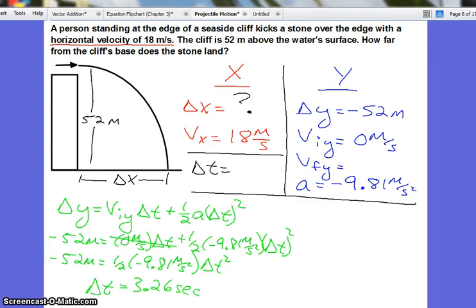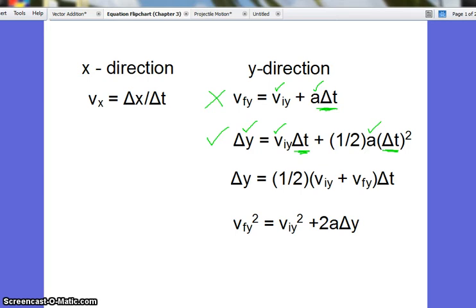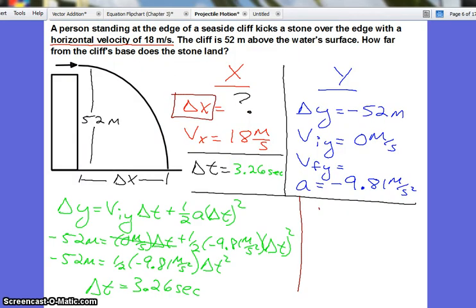That is not our final answer, though. I look up here, and our final answer is supposed to be delta x. So now that we have time is 3.26, I'll write it in my chart. Now I can go back to my equations, and again, if I solve for delta x, I need to know vx, which I do, is 18, and delta t, which I've just solved as 3.26 seconds. So now I can use that equation.